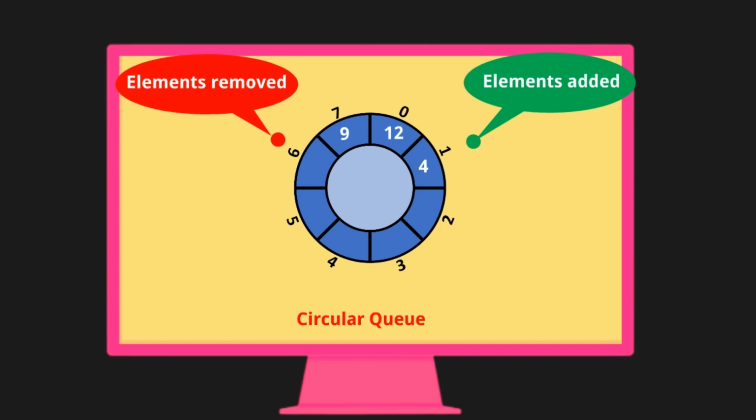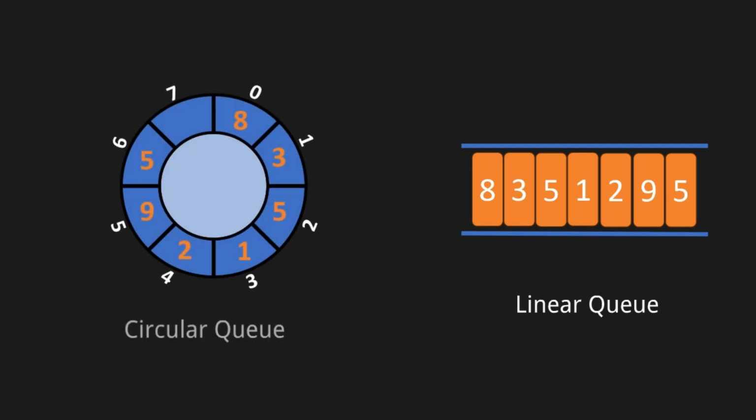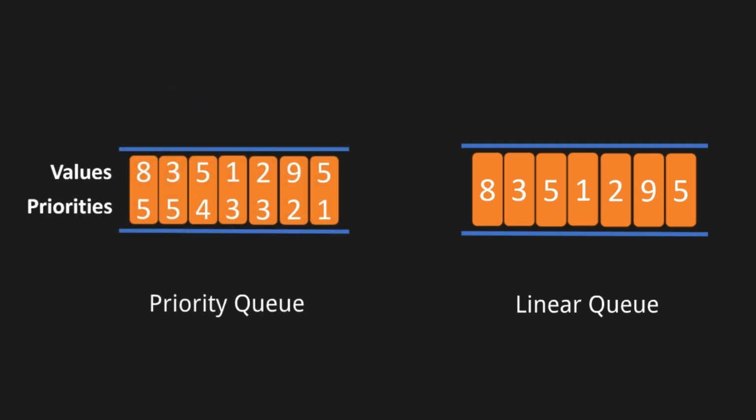Welcome back to session 10. Today we'll explore circular queues, which enhance efficiency by managing tasks in a continuous loop. Additionally, we'll dive into priority queues, which reorder tasks based on their importance.